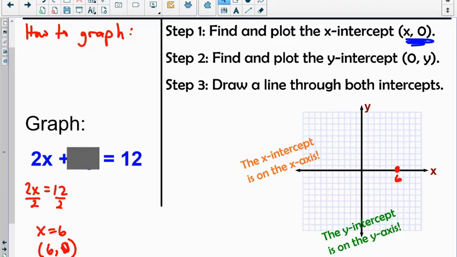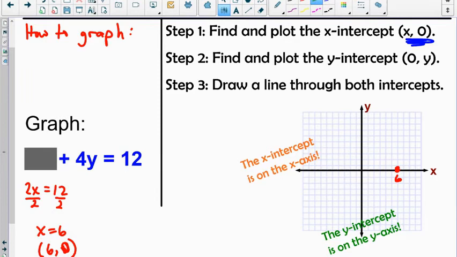Now, if I want to find the y-intercept, I basically do the exact opposite. I say, okay, that means x has to be 0, because for any ordered pair on the y-axis, I don't go left or right, meaning the x-coordinate must be 0. If the x-coordinate is 0, 2 times 0 is 0, that's gone. Now I solve what's left. 4y equals 12. So I'm going to have to divide by 4 to get y by itself, and I get y equals 3.